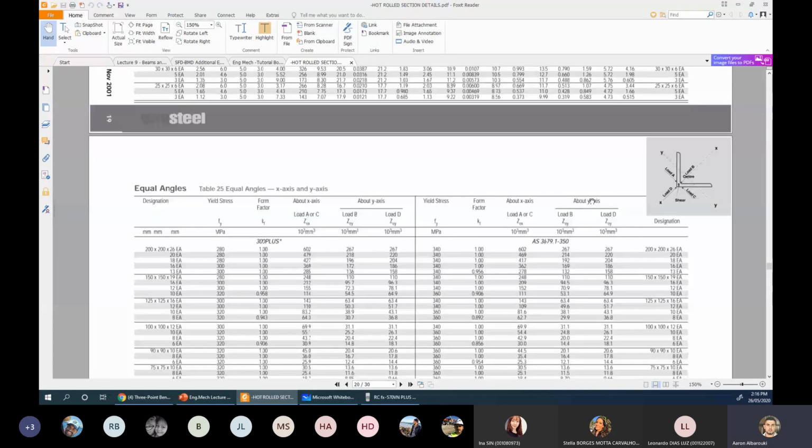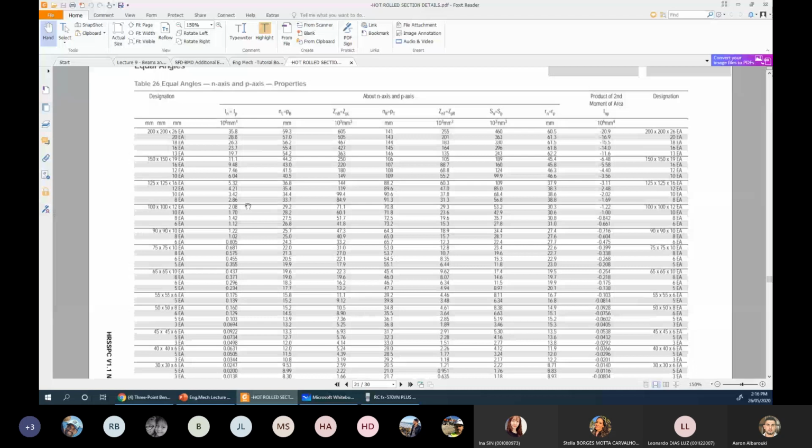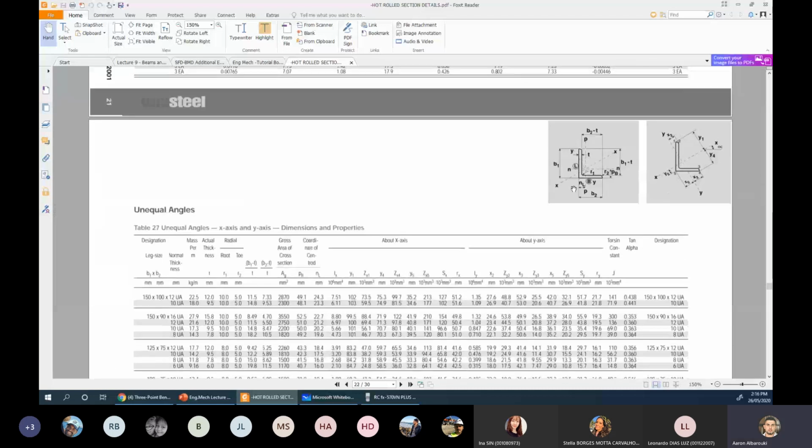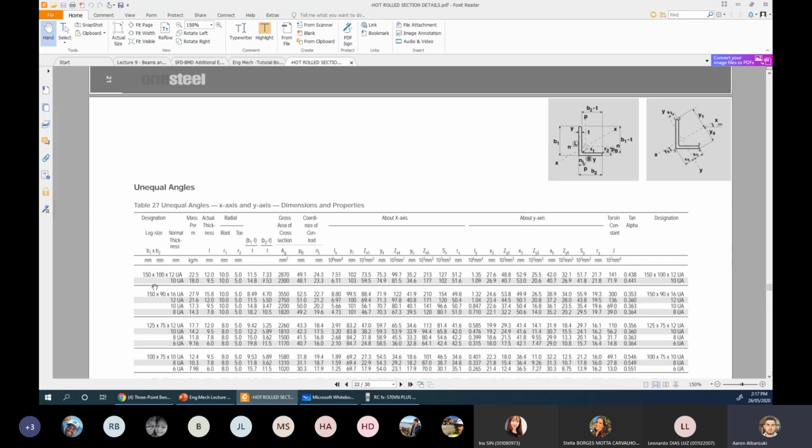Unequal angle. Now that's again the equal angles. Unequal angles, which is the same, but one of the edges is longer than the other. Call it unequal angle. So if I say 100 by 70 or 100 by 80, UEA or UA, sometimes we call it. That's the one there, by the thickness. That means unequal angle. So this you might see UA or UEA. Both are common.